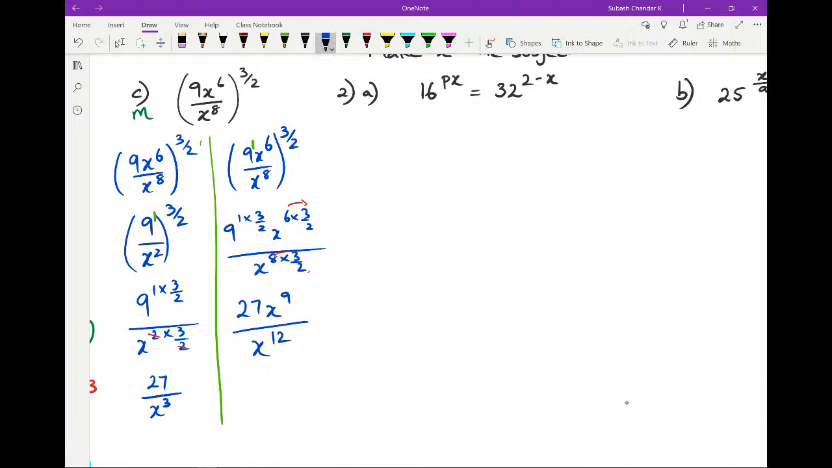From here, you guys can see it's still the same process. We've got 9 x's in the numerator and 12 in the denominator, so we can rewrite this as 27 over x cubed. So, same answer, both ways.